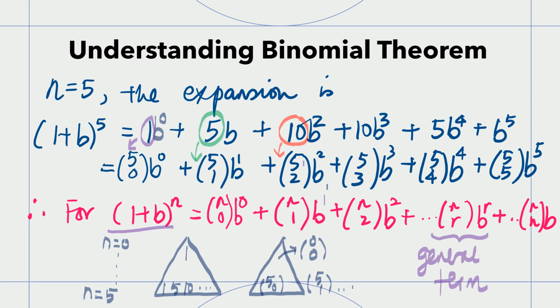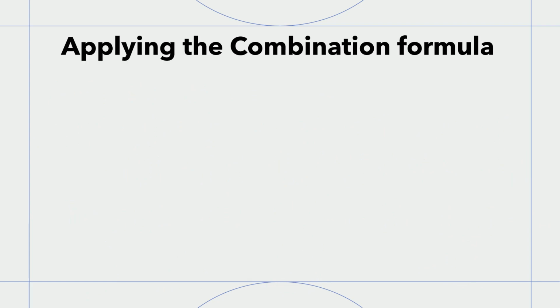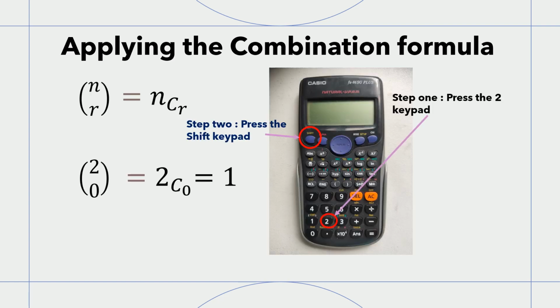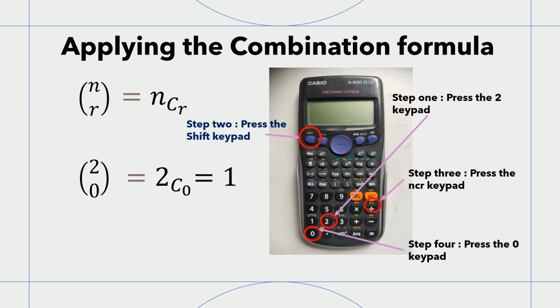Okay, so this will be how a special form of the binomial theorem looks like. And we're going to do some examples on it. Right, so before we can do some examples using the special form of the binomial theorem, we need to know how to use the calculator to evaluate the combinations formula.